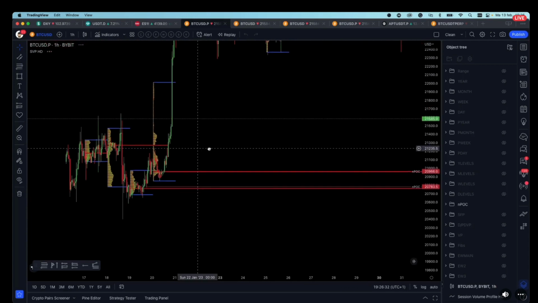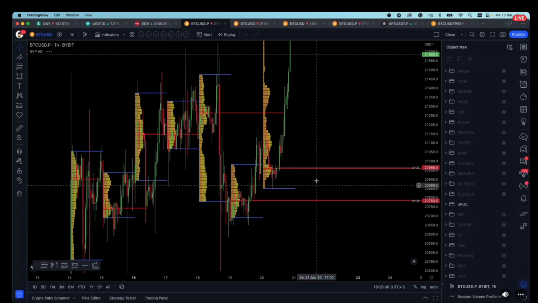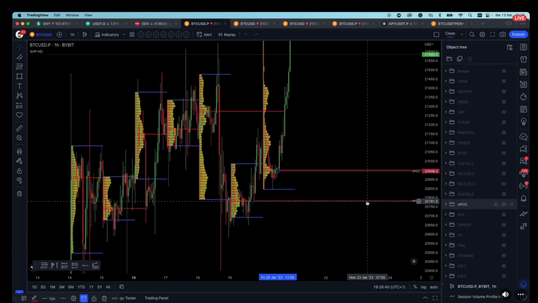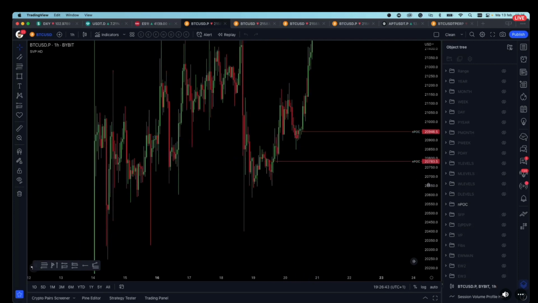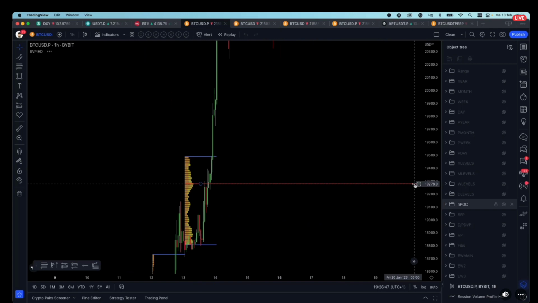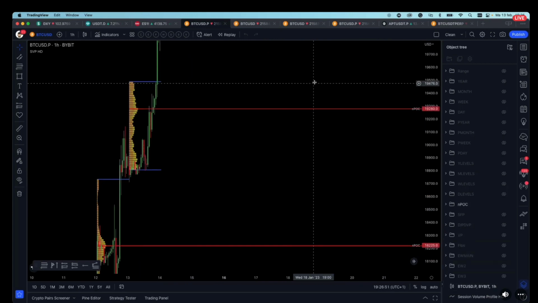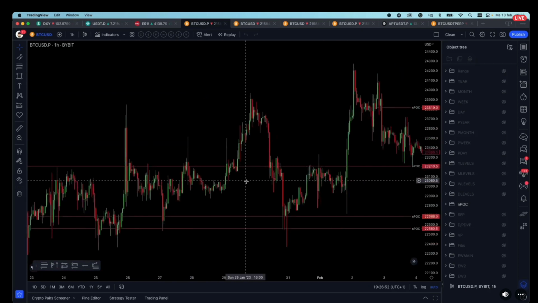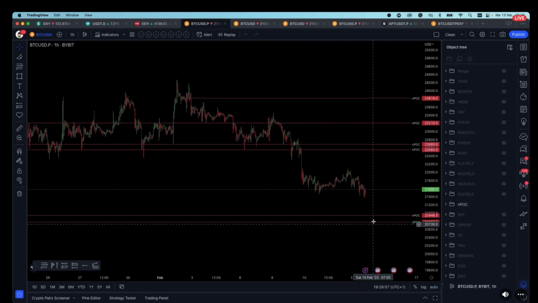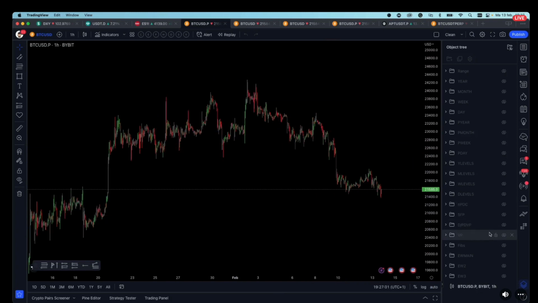So down to the downside here, we have one over here, and we have one naked point of control down there. And even if you go a bit lower, we have one more over here and one more over here. So I do use those levels as well, and they will act as support too. So these were the naked point of controls.